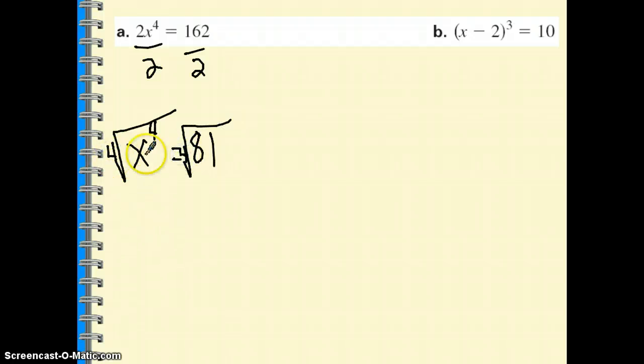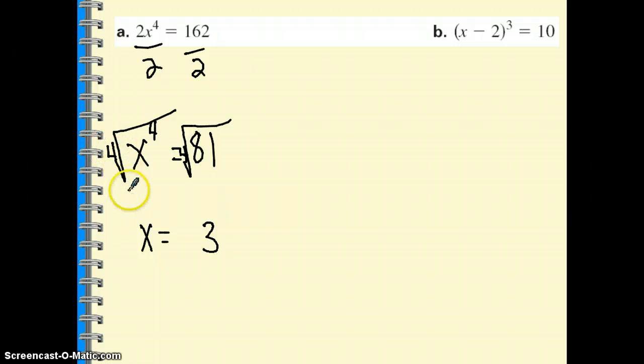All right, now the 4th root of x to the 4th is simply x. But the 4th root of 81, you have to ask yourselves, well, what do I raise to the 4th power to get 81? And that number is going to be 3, but we have to be careful.